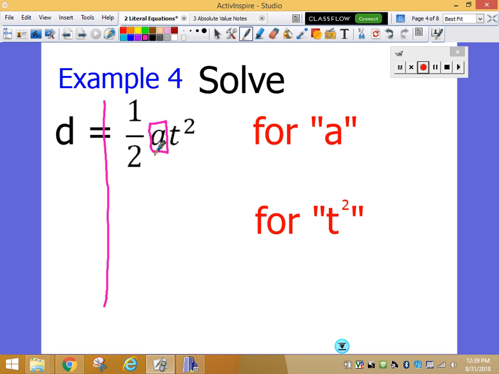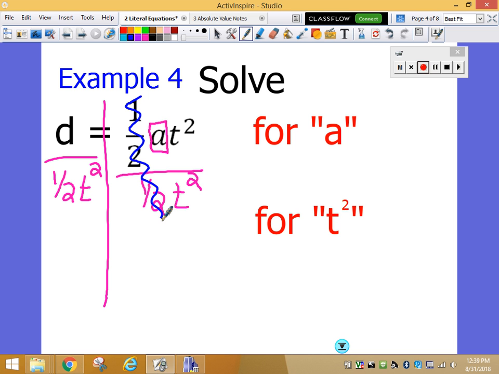Now, all three are multiplying, right? If they're all beside each other, that means they're multiplying. And the opposite of multiplying is divide. So I'm going to divide by 1/2 and I'm going to divide by t squared. We can divide both of them in the same step, okay? And if you do it on the left, we're also going to do it on the right, okay? So on the left-hand side, your 1/2s cancel. Half divided by a half cancels. T squared divided by t squared cancels. I'm going to bring down A.